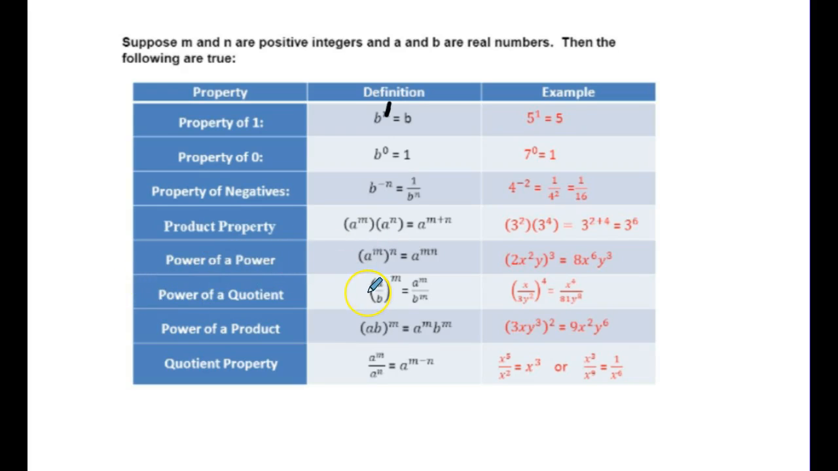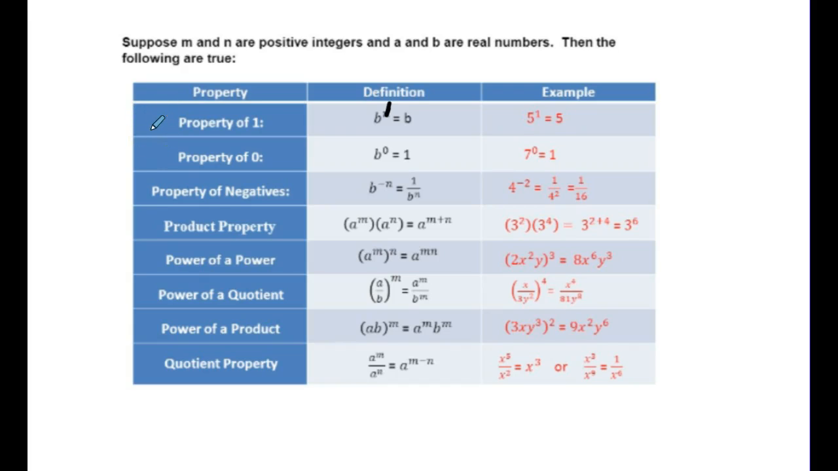Power of a quotient, if we have a fraction inside the parentheses raised to an exponent, we have to distribute that exponent to the numerator and the denominator. Power of a product, if we have two factors being multiplied inside the parentheses raised to a power, that exponent has to get applied to the a and to the b. It has to get applied to both factors. And then the last one, the quotient property, if we have the same base a raised to the m and the n power, then we simply have to subtract those two exponents.